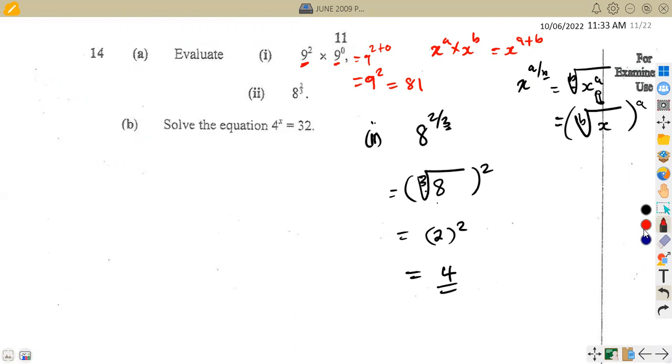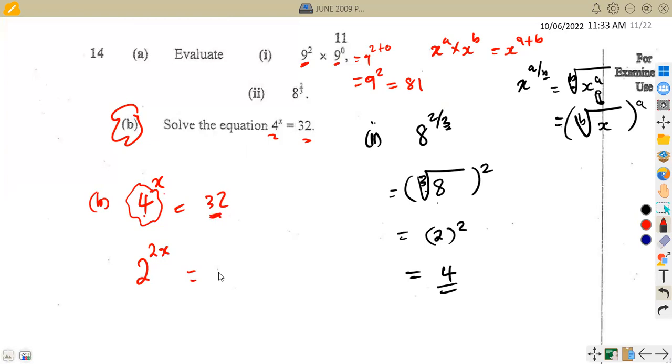All right, the B part, solve the equation. What type of an equation are we given? That's an exponential equation. 4 to the power of x is equal to 32. How do we solve such type of an equation? We have to make sure that the bases are the same so that the powers will be the same also. That means we have to find the base that we can use to equate 4 and 32. Which base? For 4, we can use base 2. 2 to the power of 2 times x, which is 2x, is equal to 32. That is 2 to the power of 5. If you multiply 2 five times, it is going to give you 32.